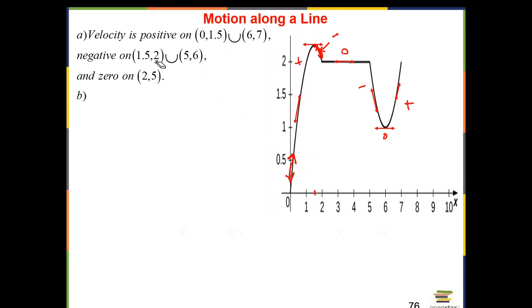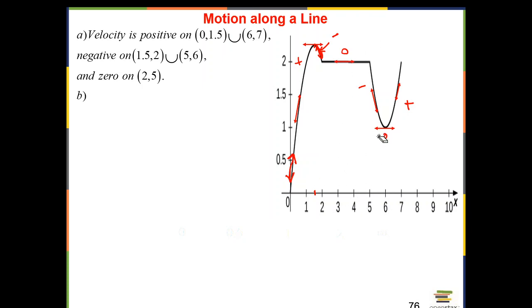And you can put the intervals, don't include the points. From 0 to 1.5, and from 6 to 7, we don't have more data, the velocity is positive. And from 1.5 to 2, just in this little part right here, the velocity is negative. And from 5 to 6, about this part right here, the velocity is negative. And it's 0 on 2 to 5, right? Of course, those are intervals.